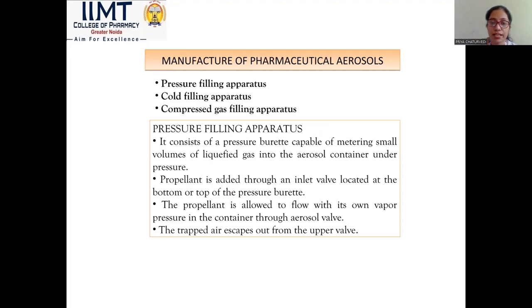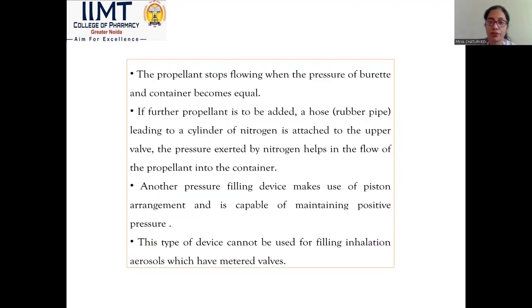Coming to first, pressure filling apparatus. It consists of a pressure burette which is capable of metering small volumes of liquefied gas into the aerosol containers under pressure. The propellant is added through an inlet valve which is located at the bottom or top of the pressure burette. The propellant is allowed to flow with its own vapor pressure into the container through the aerosol valve. The trapped air escapes out from the upper valve. The propellant then stops flowing when the pressure of the burette and the container becomes equal.